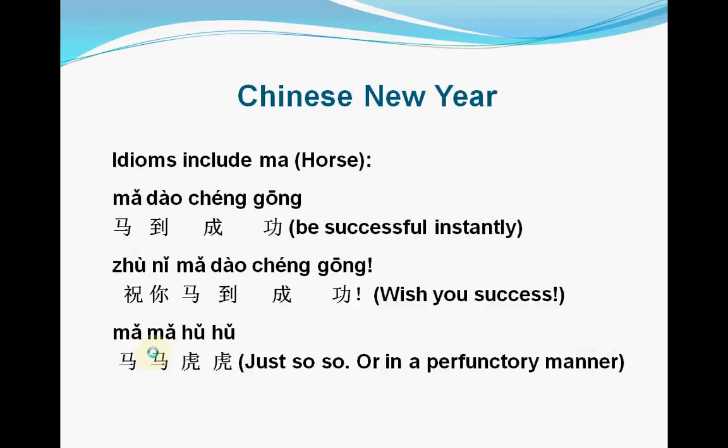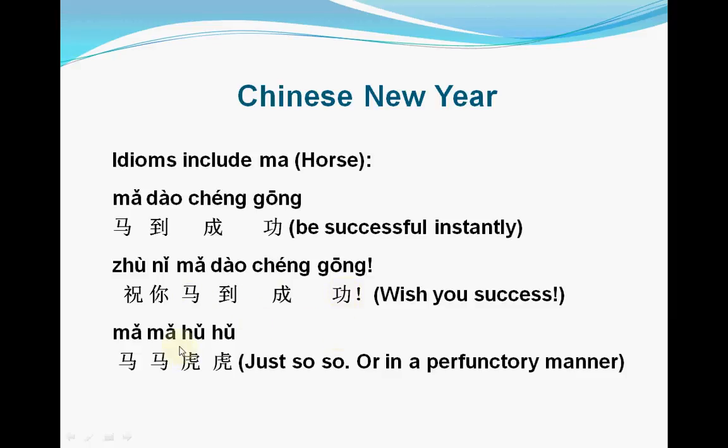Since this year is a horse year, I will show you two idioms that include horse. The first one is 马到成功. 成功 means success. 马 is horse. In this idiom, it means immediately, 马上, right away. 到 is coming or arrive. Success immediately comes. Wish you success immediately. For example, 祝你马到成功. Wish you success immediately.